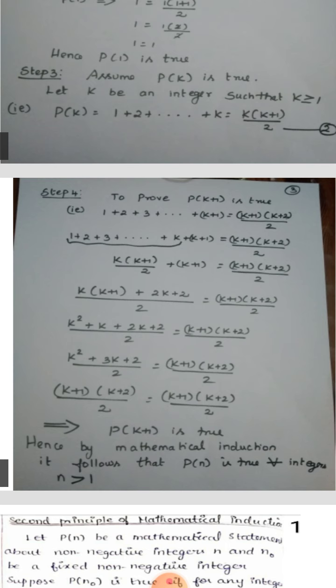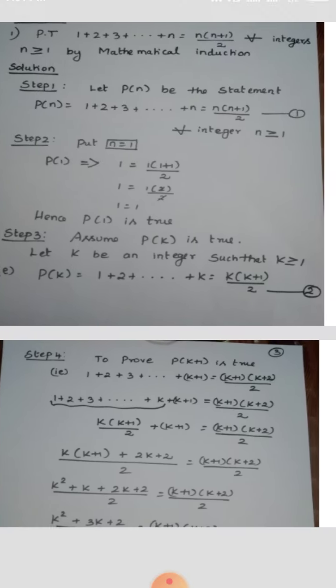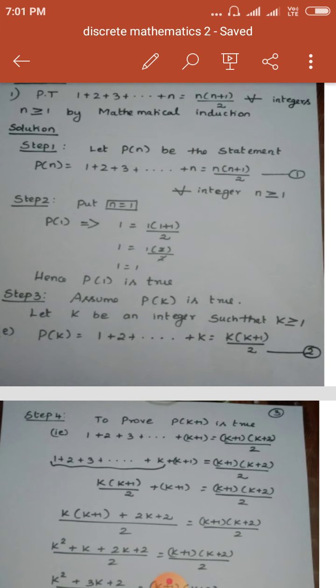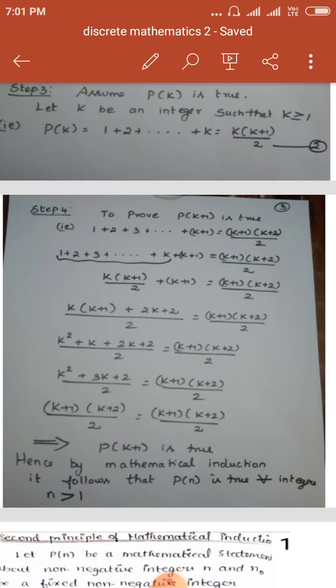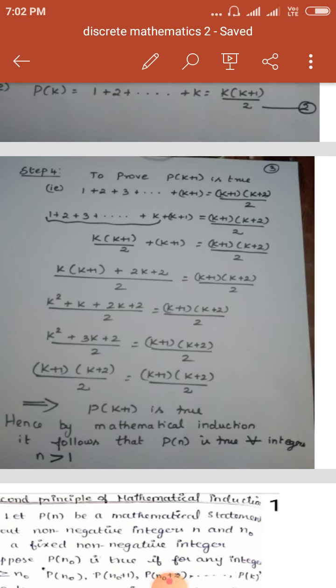What's the value for the first 1 plus 2 plus 3 etc. plus k? See the second equation. The value is k into k plus 1 by 2. We already assumed the result is true, so write the values here. So k into k plus 1 by 2 plus k plus 1 is equal to the right hand side.